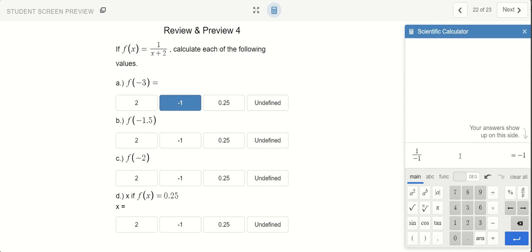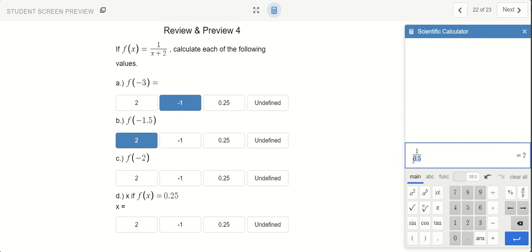All right, let's try the next one. Using the same equation, 1 over x plus 2. This time we're going to plug in negative 1.5. Oops, sorry. Negative 1.5. 2 plus negative 1.5 is going to be 0.5. And 1 divided by 0.5 is 2. So the answer to that is 2.